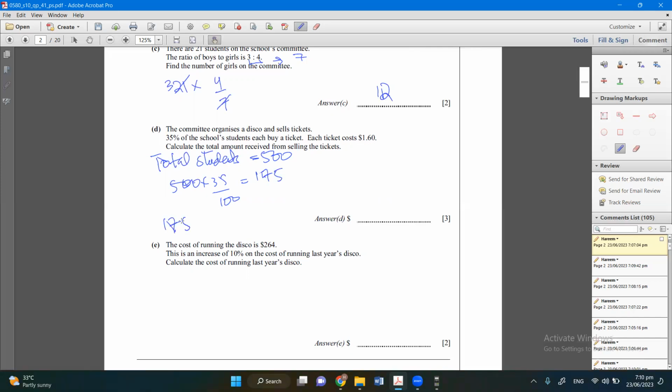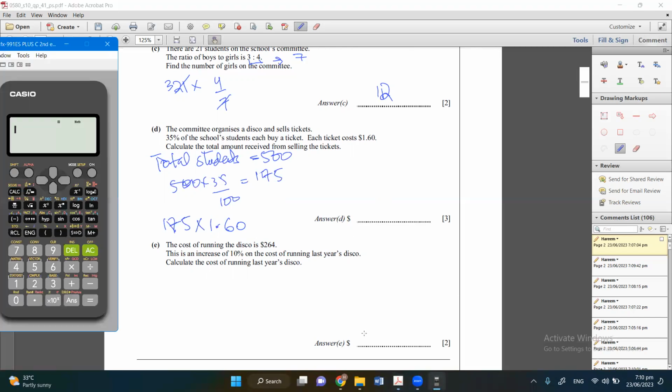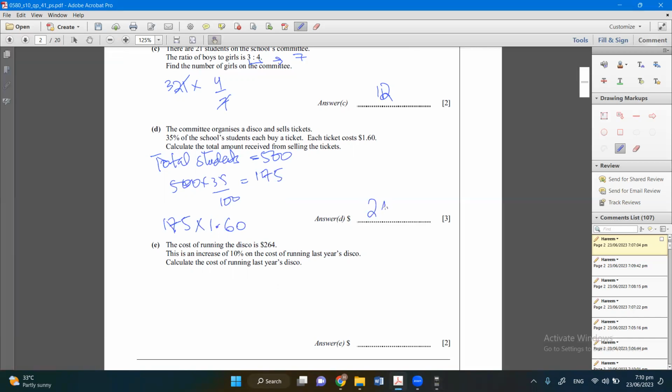So 175 multiplied by 1.60 will make 280. Yes, the answer is 280. So here is your final answer.